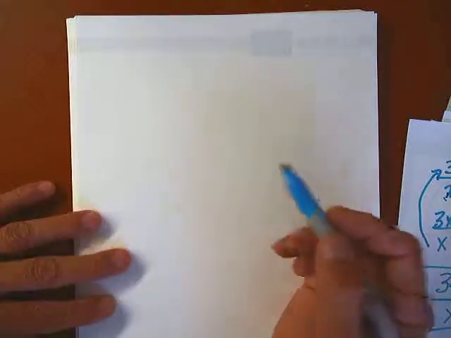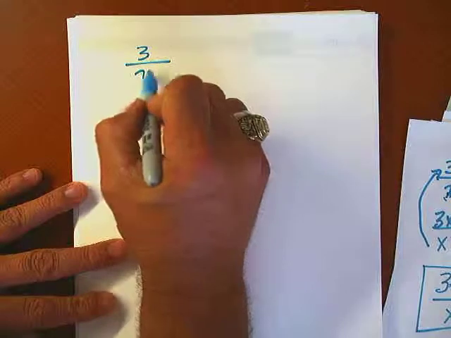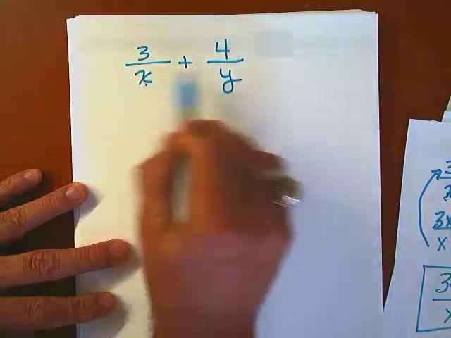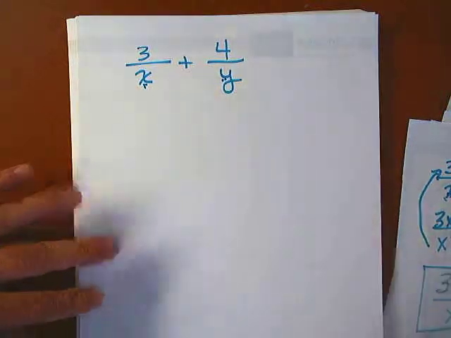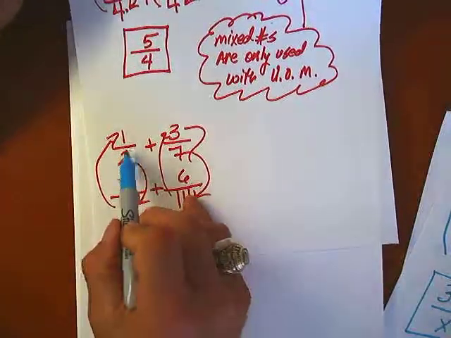Now, what if you have two denominators with variables that are composite of each other? In other words, this one will go into this one, so you use the highest exponent. What if you don't have common denominators or prime denominators?